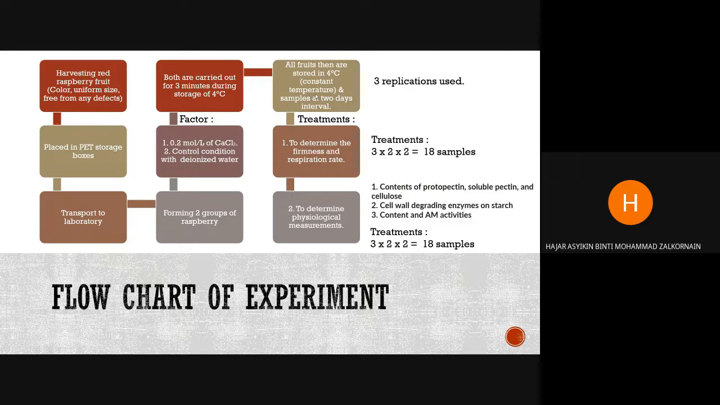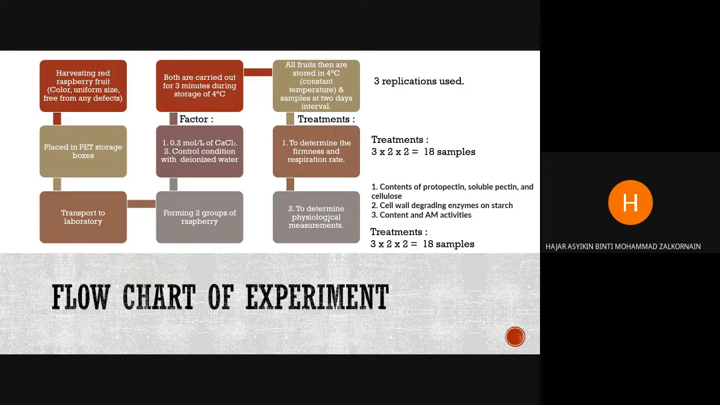After that, the samples are taken within 2 days. What are the measurements used in these studies? Firstly, to determine the firmness and respiration rate, and secondly, to determine the physiological measurements. For the replications used in the studies, there are three replications, and for the treatments, we multiply by two, and we get 18 samples.